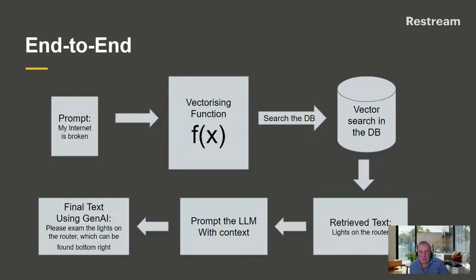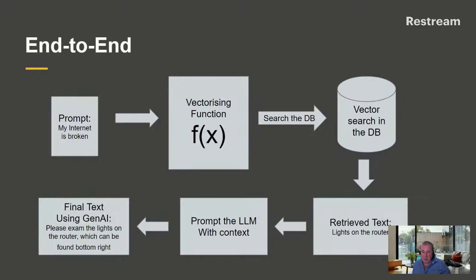So in the text, it could be lights on the router. Going to check the lights on the router. Now, that might be meaningless to somebody at home who's not technical, right? So there you put lights on the router, you put it through the LLM, which is a large language model, and you give it some context. So you say, I want a prompt to help me explain to this person, this person of a certain demographic. It could be somebody, I won't be too specific, but somebody of a certain age, sex, etc. Put their details in with a prompt and come up with a way of interacting with that person that's going to be easy for them to understand. So the final text the generative AI comes out with is, please examine the lights on the router, which can be found at the bottom right.